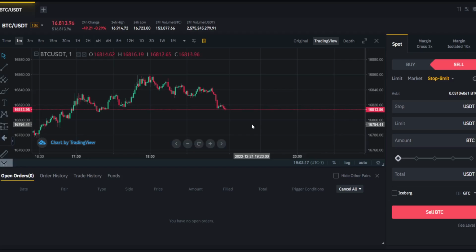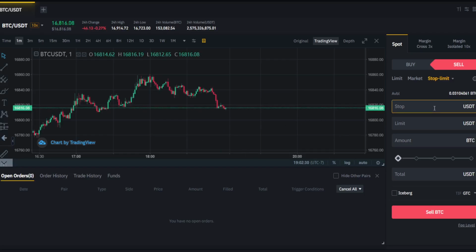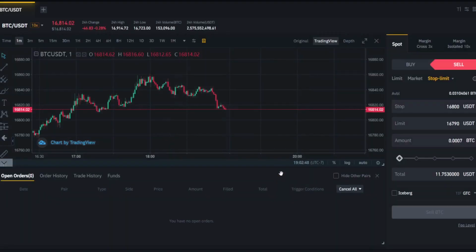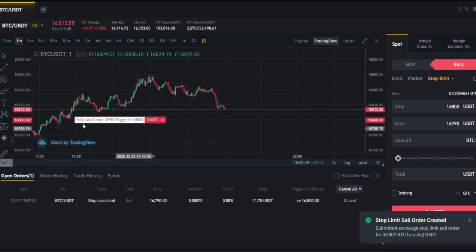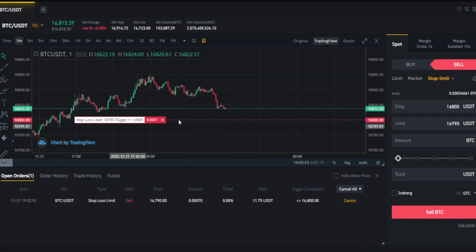Let's say you long from this position and you want to prevent losses. Then you will add a stop limit below your entry point. For this example, we will set our stop price at 16,800 and our limit price at 16,790. We're buying 0.0007 Bitcoin. Now here you can see your stop loss limit.